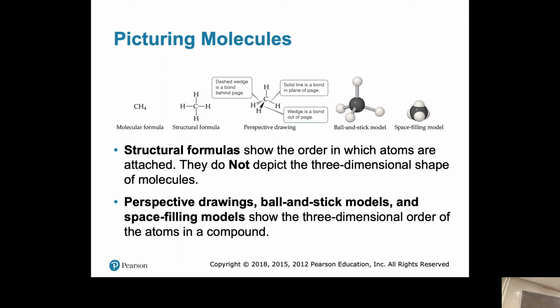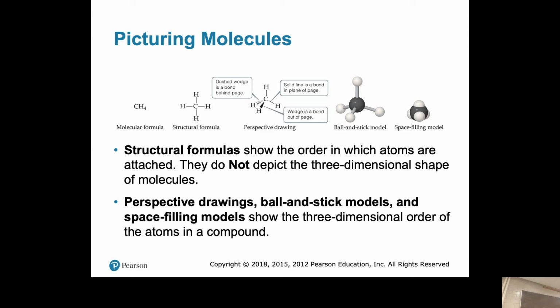And so when it's a straight line like this right here, that means that the hydrogen is in the plane of the paper, right? It's flat in the plane of the paper, okay? When you have a wedge that's dark, like a solid wedge, that means it's going out towards you. It's pointing towards you, right? So this hydrogen right here is pointed out towards us, okay?